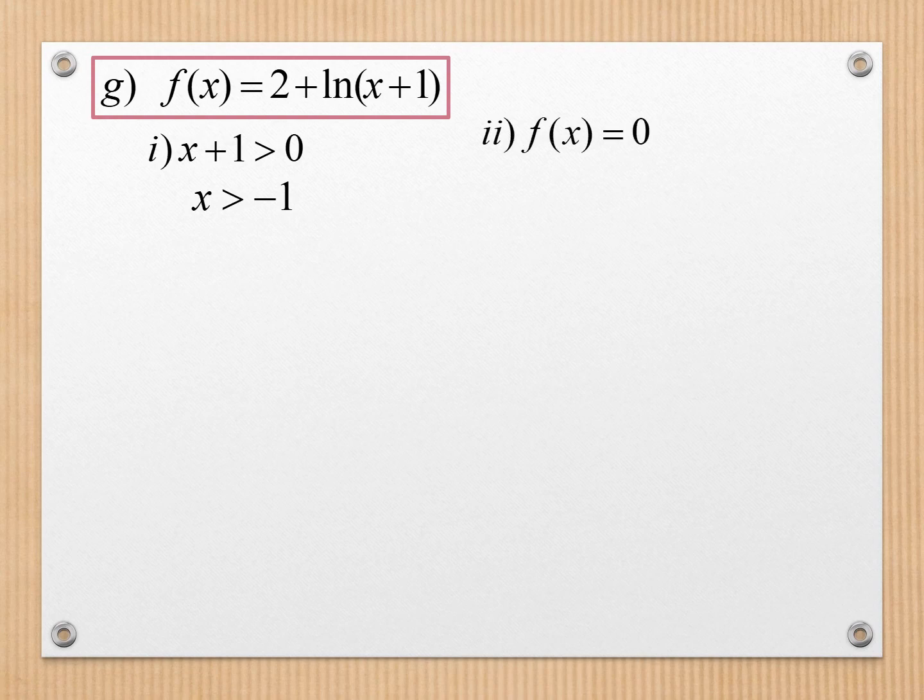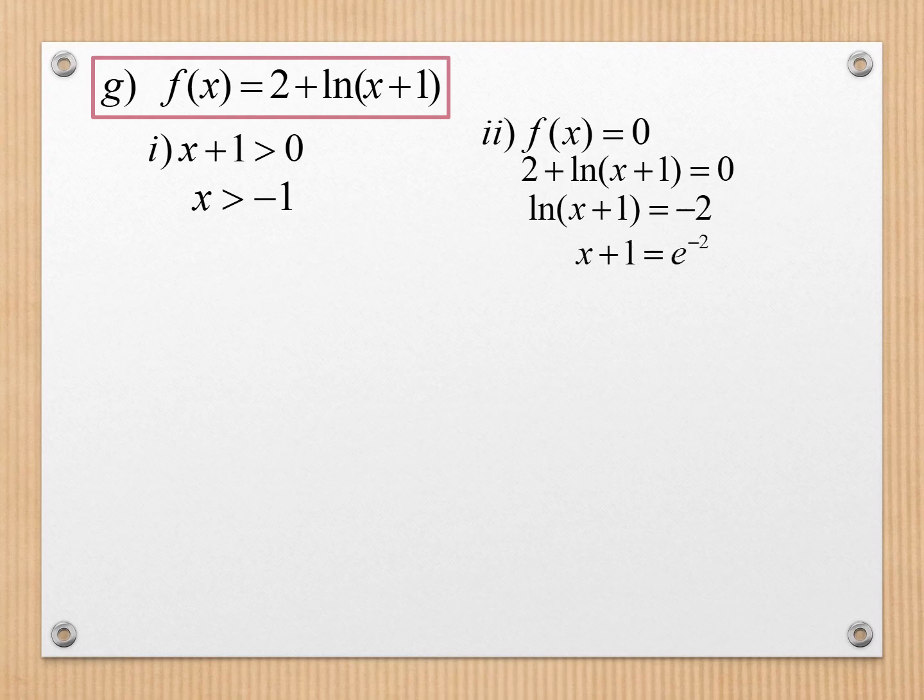Then we find the x-intercept, f(x) equals 0. Then 2 plus ln(x + 1) equals 0. ln(x + 1) equals -2. And then applying e on both sides, we get x plus 1 equals e to the power negative 2. And finally, we get x equals negative 0.865.